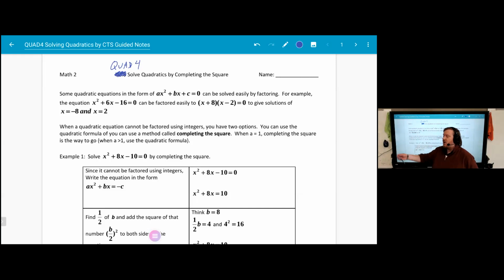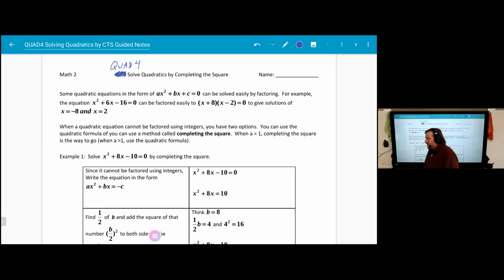What we've got is solving quadratics in the form ax squared plus bx plus c equals 0. Sometimes we can do that easily by factoring, right? We've already talked about that. For example, that first one, if we've got x squared plus 6x minus 16 equals 0, we could easily get to factored form, x plus 8 times x minus 2, and then find our solutions of -8 and 2.